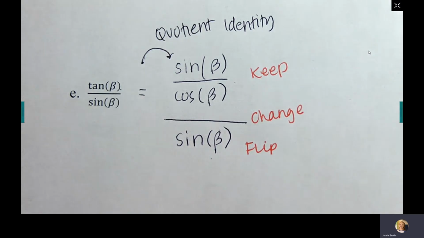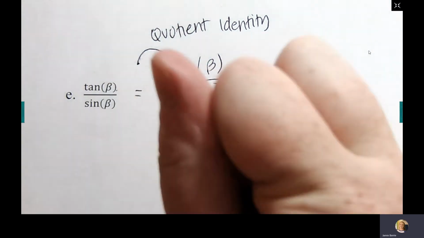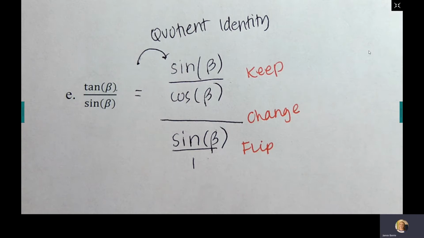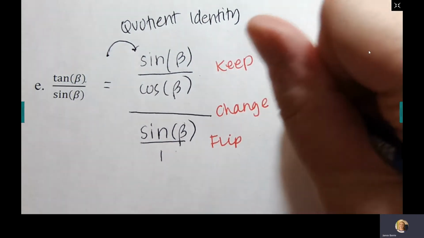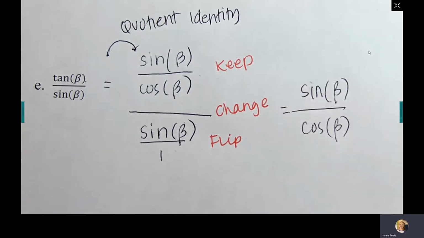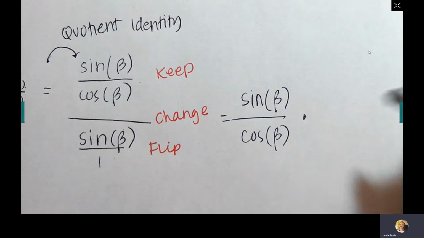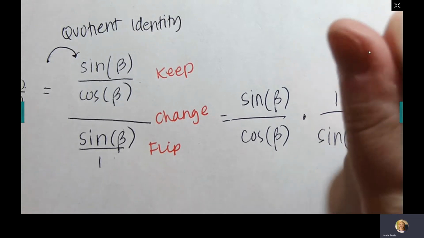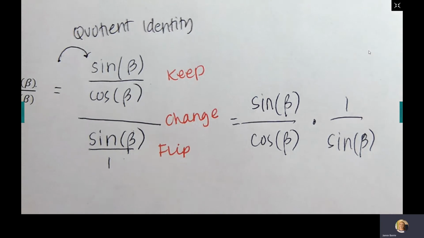Keep the top fraction the same. Change the operation to multiplication and then flip that bottom fraction. You can pretend like that's sine over 1, if that helps you when you go to flip it. All right, so keep the top one the same, sine beta over cosine beta. Change the operation to multiplication. Flip the second one, so 1 over sine beta. Sorry, my angles are getting a little bit messy.